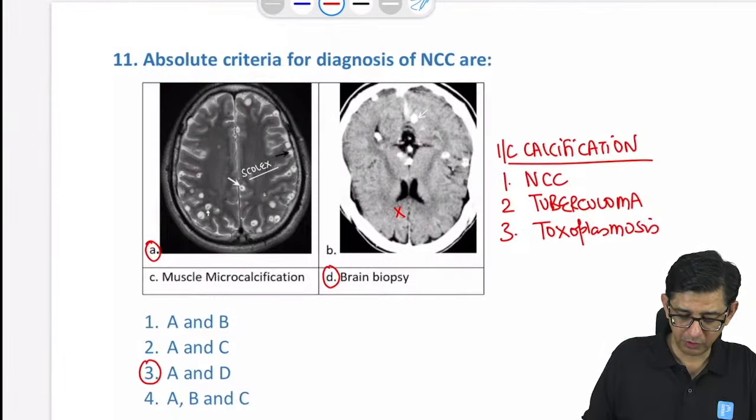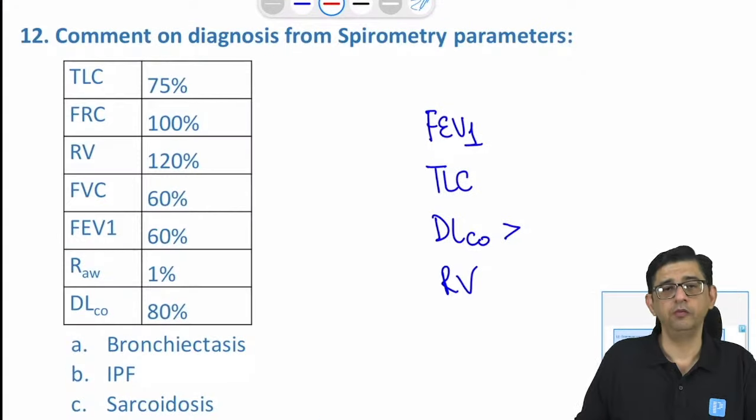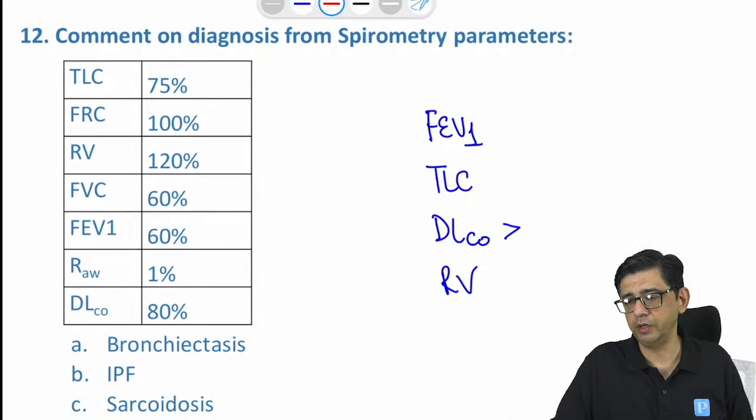Okay, so I think we sorted question number 11 and we can move on to the 12th one, where he'll give you a spirometric parameter and then you'll be expected to comment on the final diagnosis for this one.